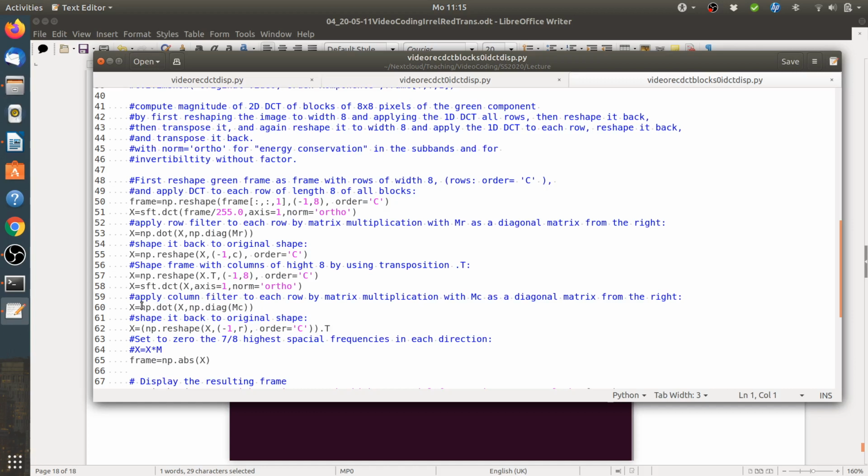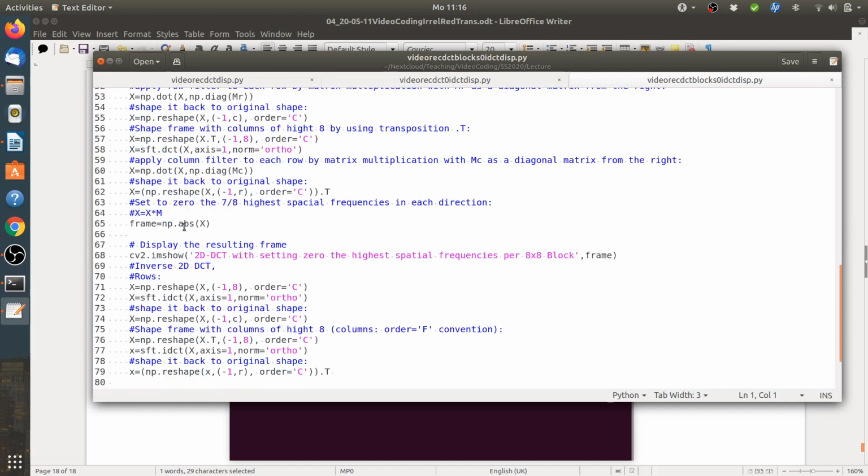And now here I'm applying our mask, again in this diagonal matrix, to the transformed x. Right? So again, the first 2 entries of MC are 1 and the other ones are 0. And then I shape it back and transpose it back. And then finally I have my frame, and the magnitude here is assigned to the array frame, which is displayed.